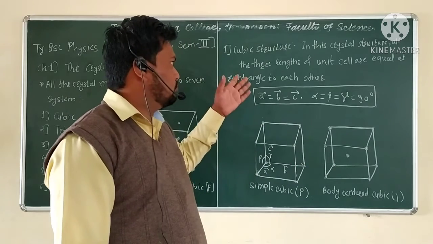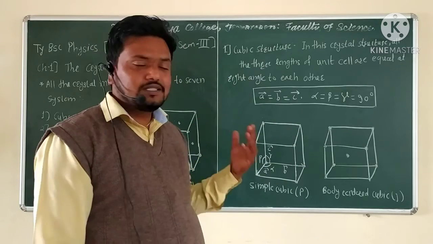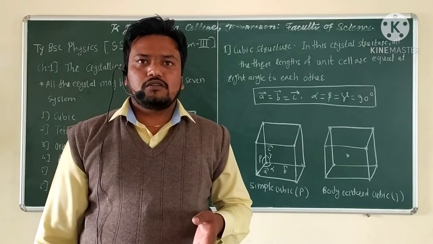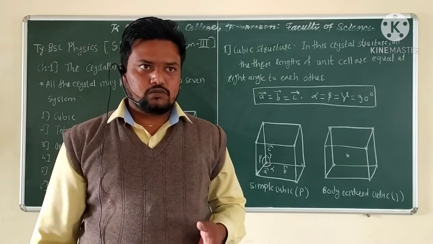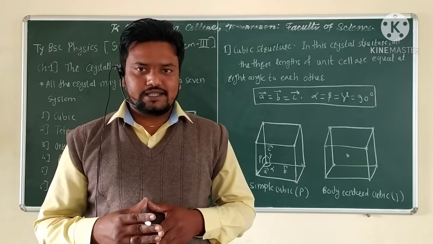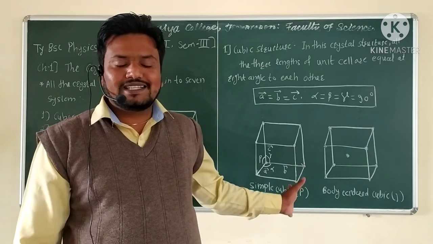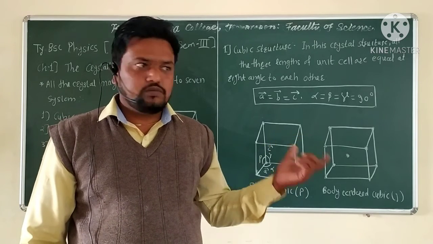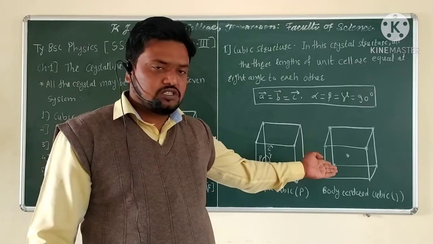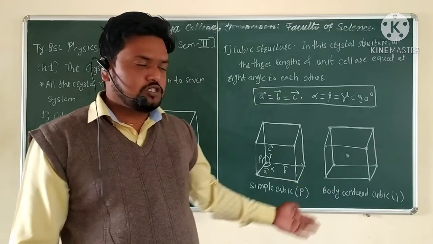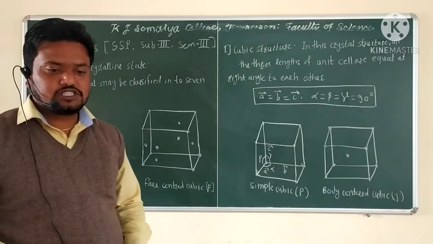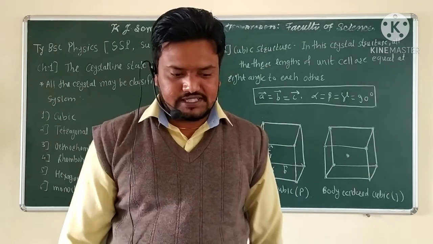So this is the idea about the first system of the three-dimensional space lattice, which is the cubic system. In this cubic structure, all 3 lengths of the unit cell are the same, and the angles alpha, beta, gamma are equal, that is 90 degrees. So these are the 3 different cubic systems: simple cubic, BCC, that is body centered cubic, and face centered cubic, that is FCC.